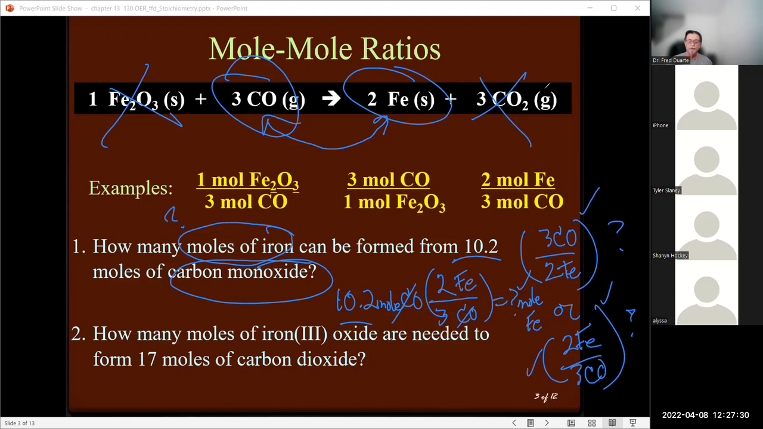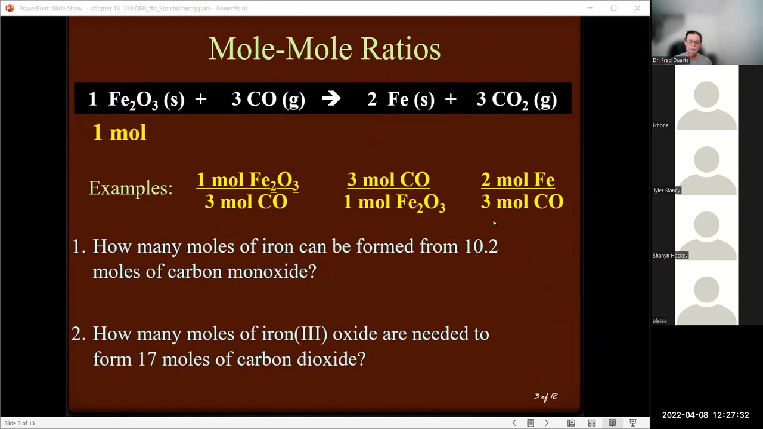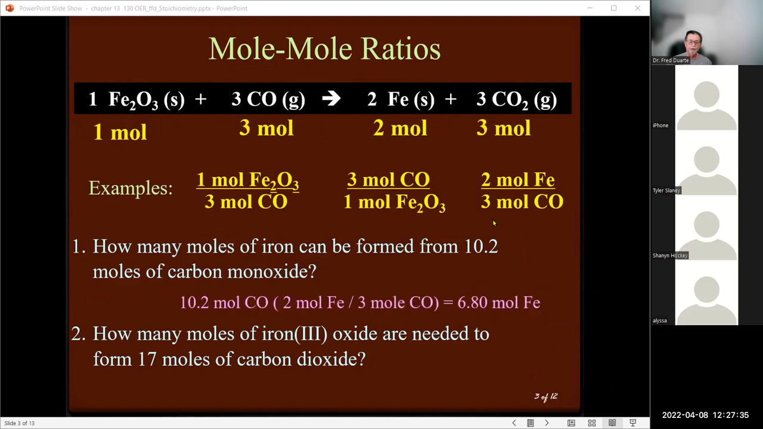Okay, so let's look at the answer here. Yeah, we know that. And so notice here we have 6.8 moles of iron. It's been set up so that carbon monoxide cancels out, leaving us with units of iron. So what that says is if I start off with 10.2 moles of carbon monoxide, and I have a sufficient amount of iron 3 oxide, that's the assumption, that you have sufficient of that, once the reaction is done, I will end up with 6.8 moles of iron.